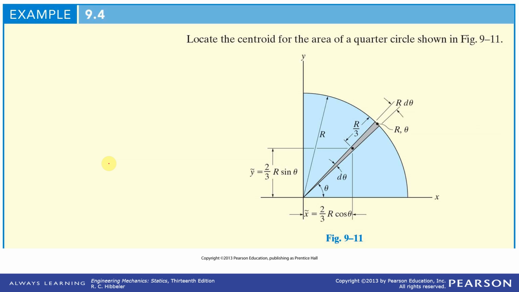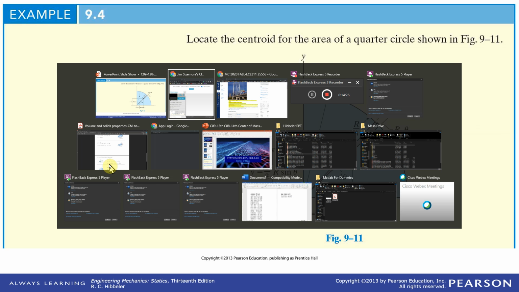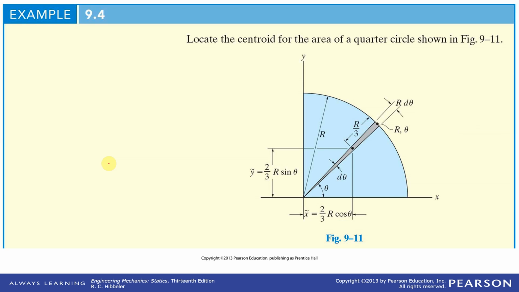Now, the centroid of a quarter circle, you'd find much the same way as we found the centroid of a full circle. And my time recorder says that I should probably stop right about here. We'll pick this up next time.